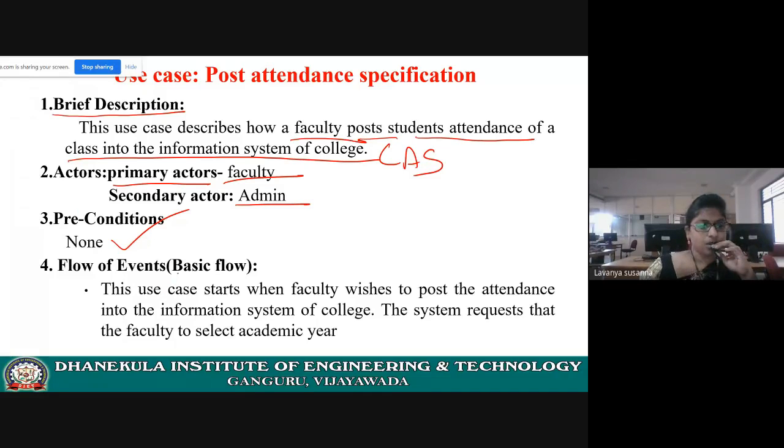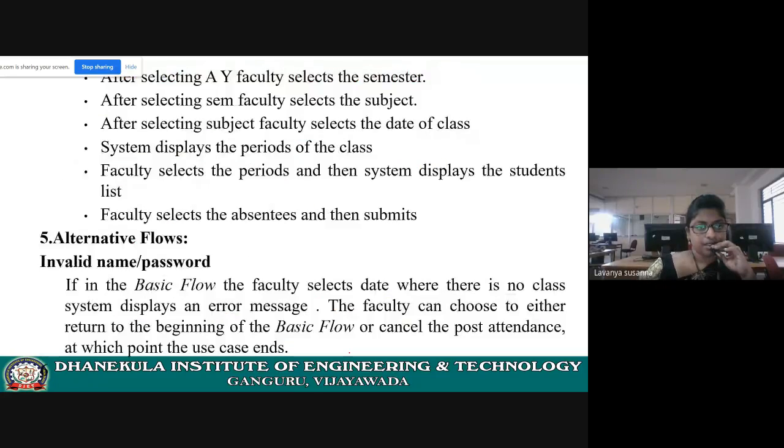Next, flow of events. What am I doing? The use case starts when faculty wants to post the attendance into the college information system. Who is starting? Faculty only, right? You need to write who is starting. The first point is who is starting the use case: faculty wants to post the attendance. Next, the system requests faculty to select the academic year. Next, the faculty member must select the academic year to post the attendance.